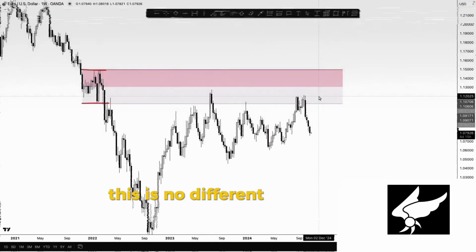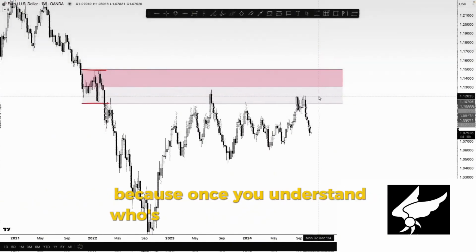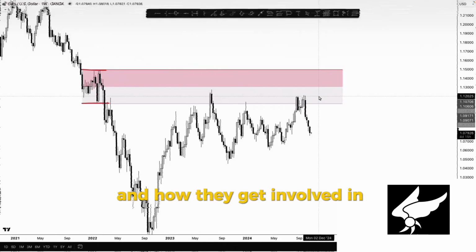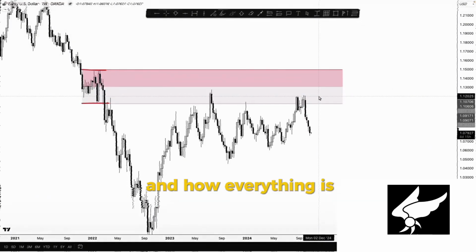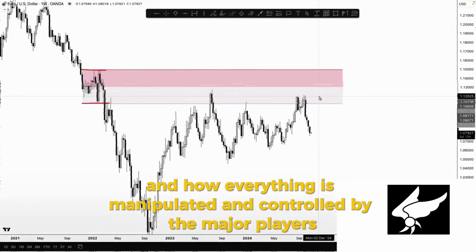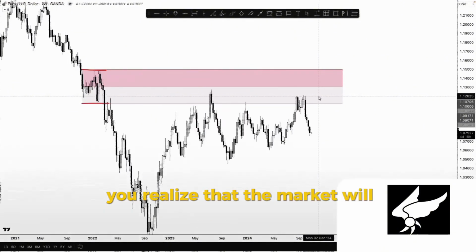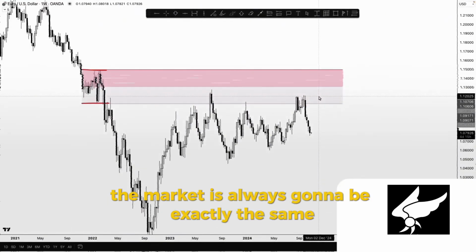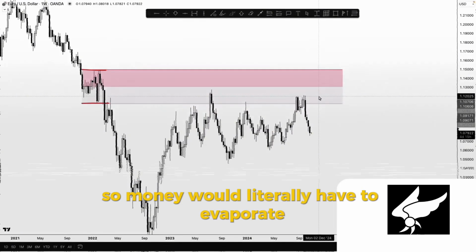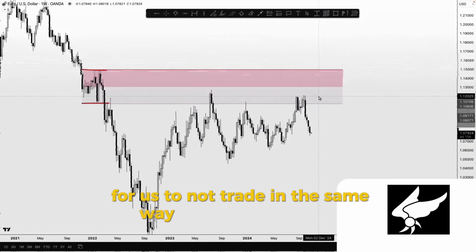This is no different to any other markets, because once you understand who's in control of the markets and how they get involved in their positions in the markets, and how they have to move the markets, and how everything is manipulated and controlled by the major players, you realize that the market will never change. It's always going to stay this way. As long as there is money flowing, the market is always going to be exactly the same. So money would literally have to evaporate for us to not trade in the same way over and over again.